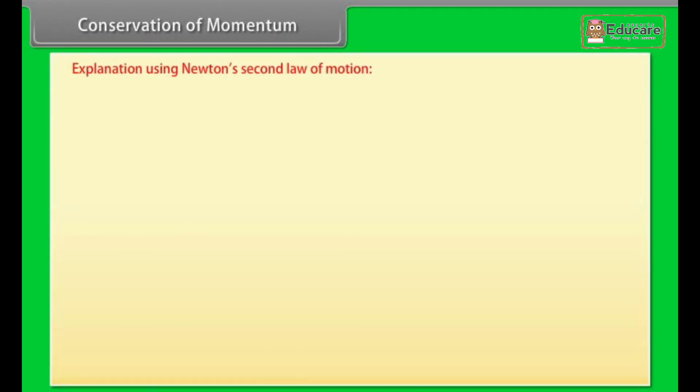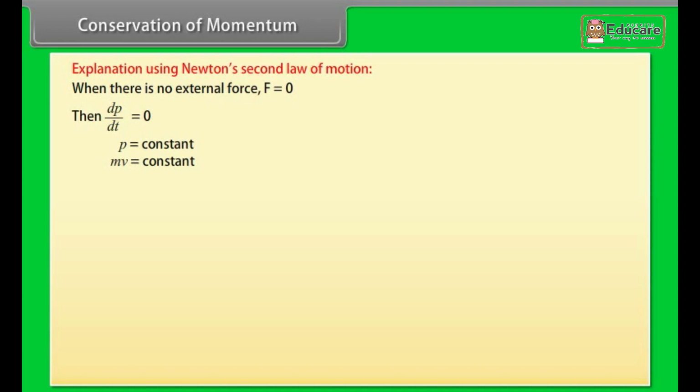Explanation using Newton's second law of motion. When there is no external force, F is equal to 0, then dP by dt is equal to 0. P is equal to constant, mv is equal to constant, m1 v1 is equal to m2 v2.